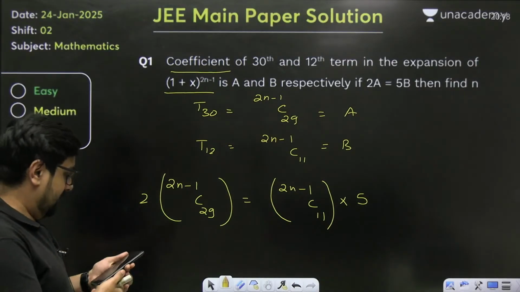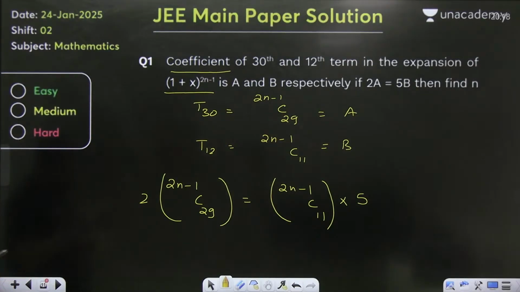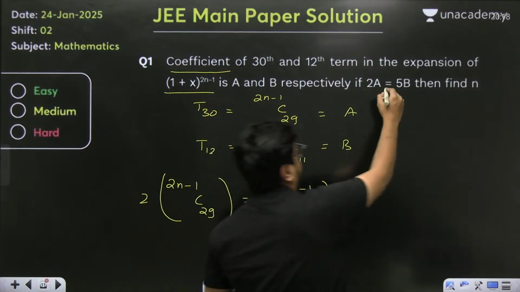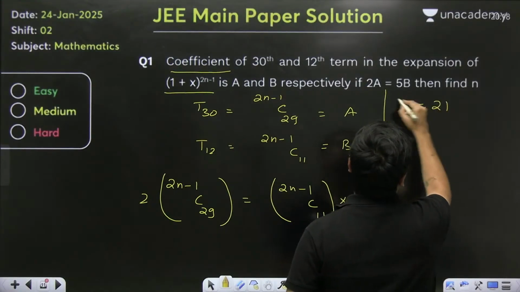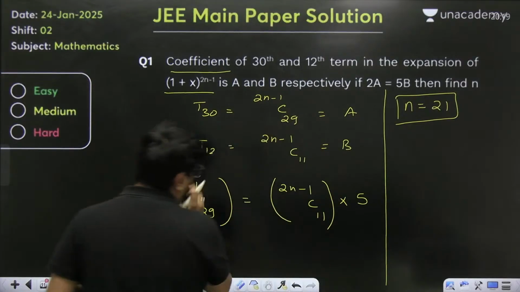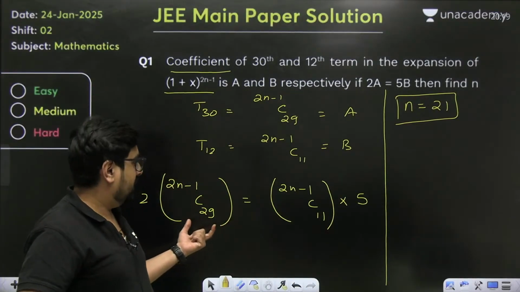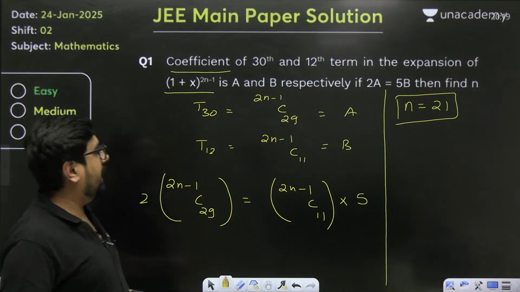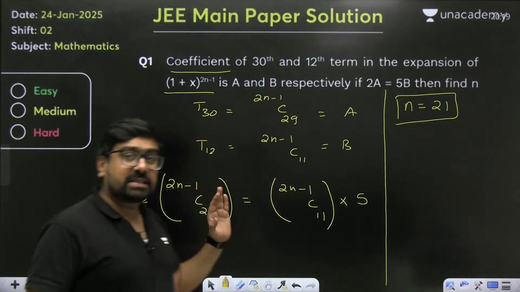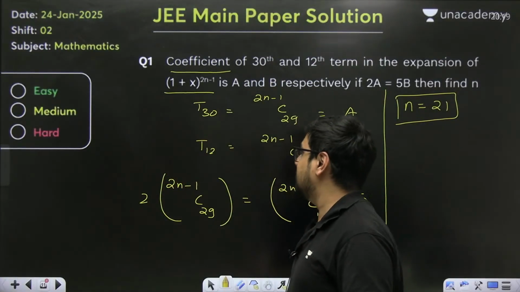Things are getting cancelled. I'll tell you the value of n which you will be getting. You'll get n equals 21 from here. When you solve this, you'll get n equals 21. And easily solvable. 2n minus 1 factorial will get cancelled only. Right? Only some amount you'll have to solve, and n you'll get equal to 21. Simple, straight, very direct question this is.